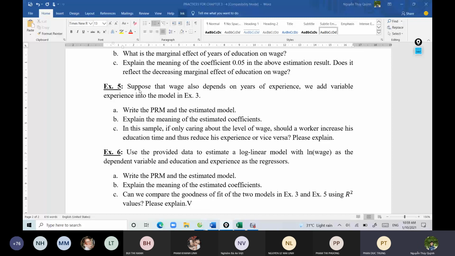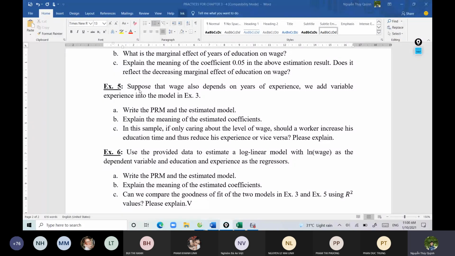Because I see that the coefficient of the education variable is bigger than the one on experience. Yeah, exactly. As you see in the estimated model for this sample, the effect of education on wage is higher than the effect of experience on wage, as the estimated coefficient on education is larger than the estimated coefficient on experience.